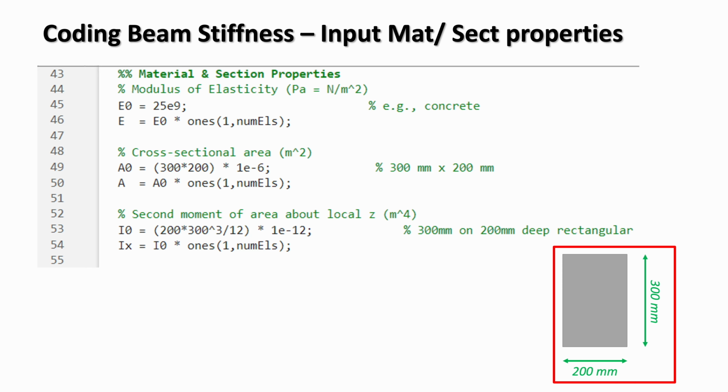We then define the second moment of area, which governs the bending stiffness. For a rectangular section, this is calculated as b times h cubed divided by 12, and again converted into meters to the fourth. The key point here is that while the geometry defines the shape of the beam, the material and section properties control the stiffness, and therefore how it responds to loading.